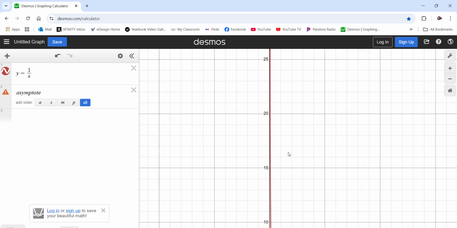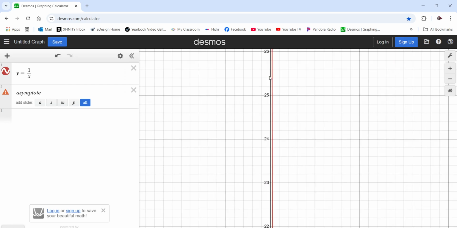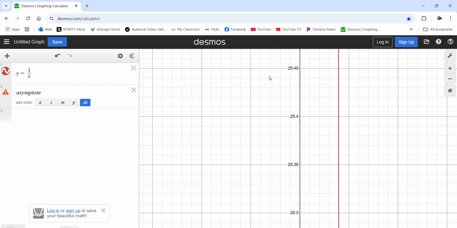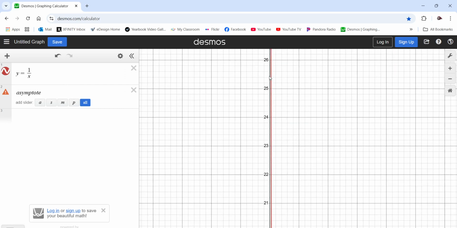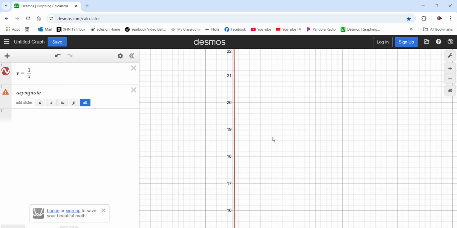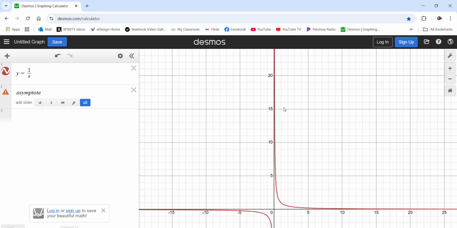Look, it almost looks like it touches right here, but if I zoom in, do you see that? It's not really touching it. And I could keep going forever and ever. It's never going to touch it, right? So keep that in mind. Let's go down here. There we go.